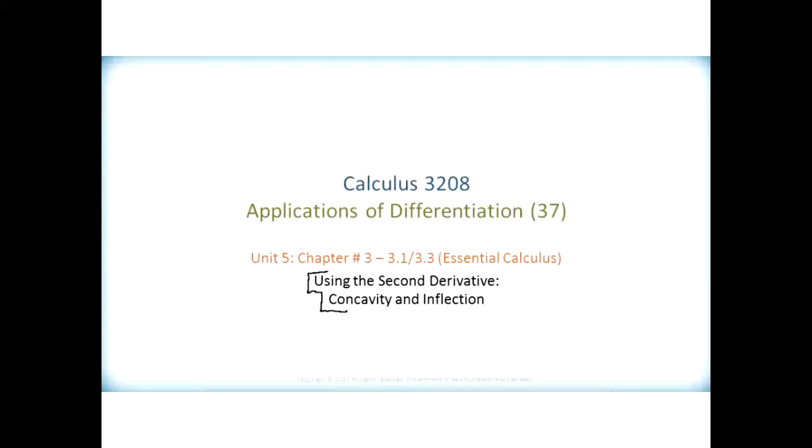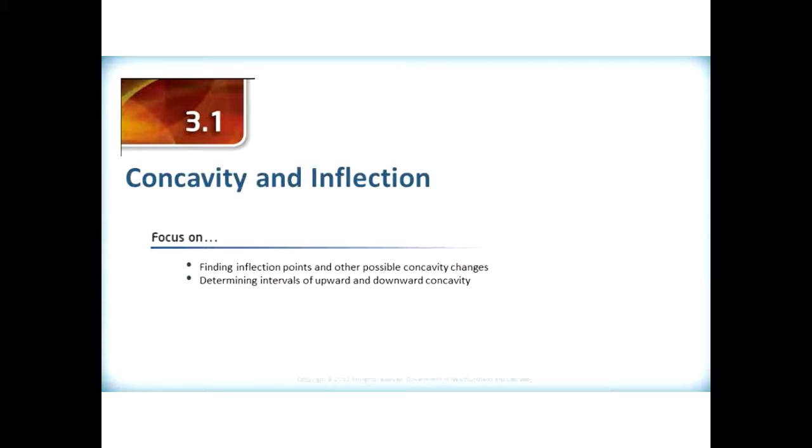But what we're going to do is put a lot of the details in there today in terms of how we would do that for specific functions instead of just generally. So we're going to find inflection points and other possible concavity changes, and determine intervals of upward and downward concavity. So where we're concave up and concave down.